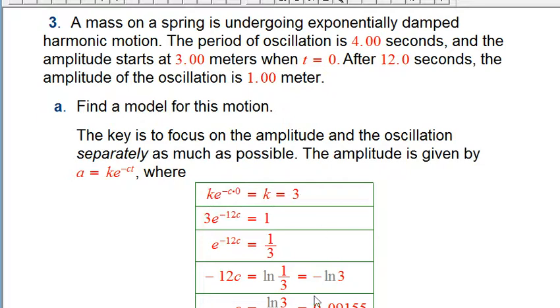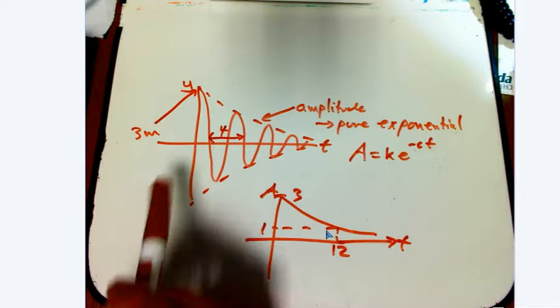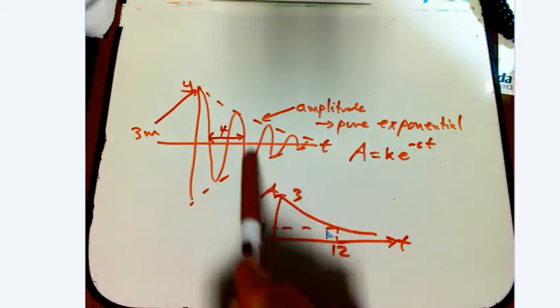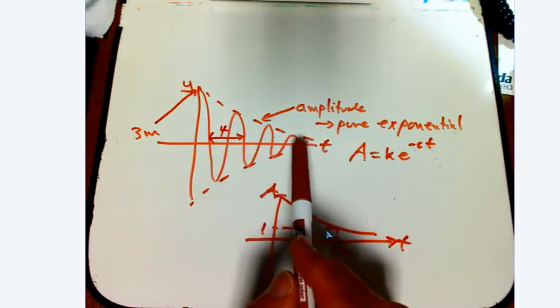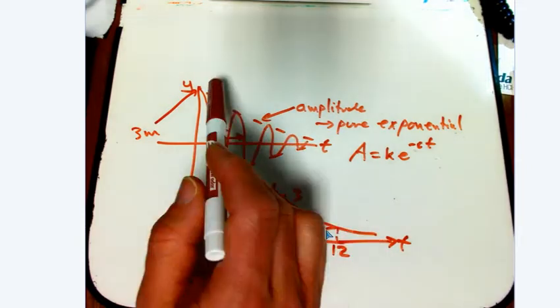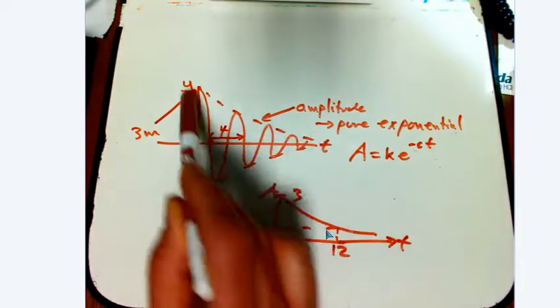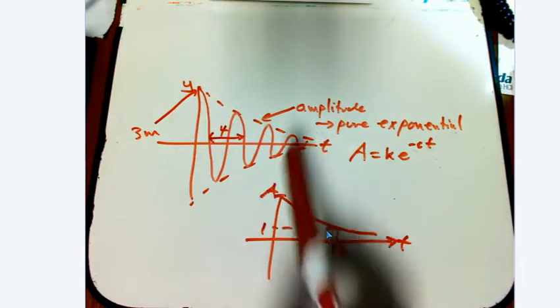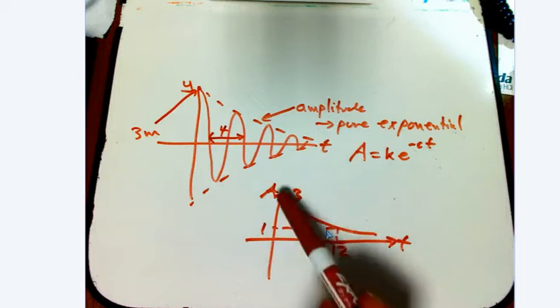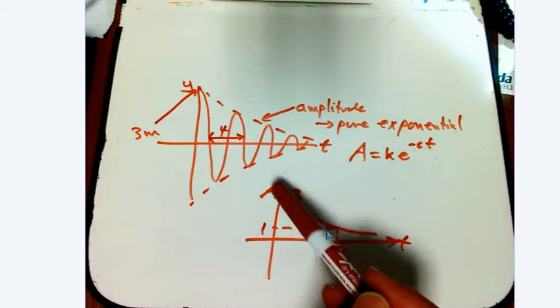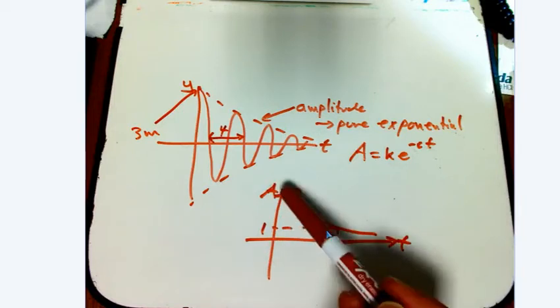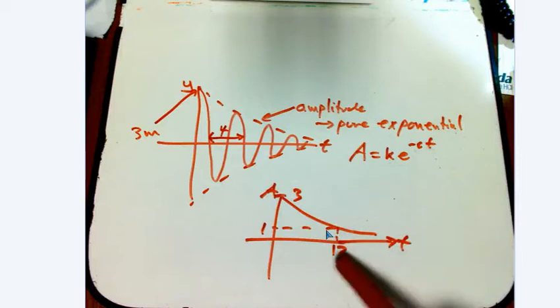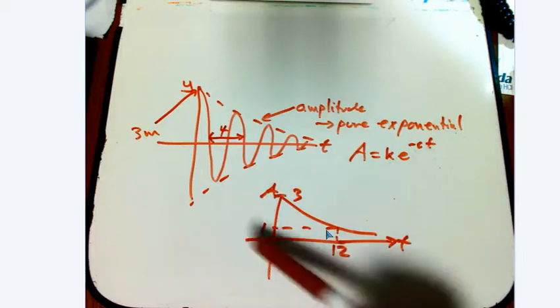Let's just look real quick at what this looks like in general. We've got a complicated motion that's a combination of a diminishing amplitude times a sine or cosine, but when we're focusing on the amplitude, it's just this dotted line that we're trying to analyze. I just broke that out here. I'm really just trying to get a model for the exponential decay that starts at 3 and 12 seconds later it's at 1. That's all I'm focusing on right now.